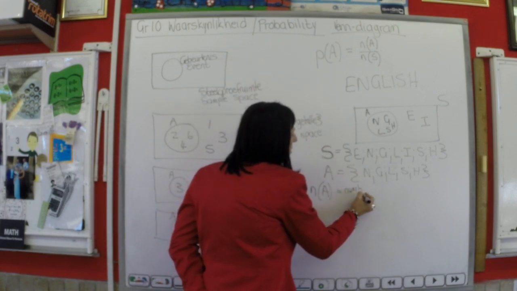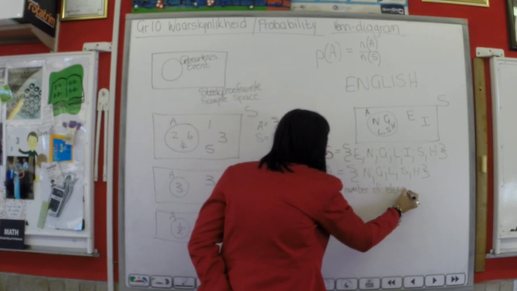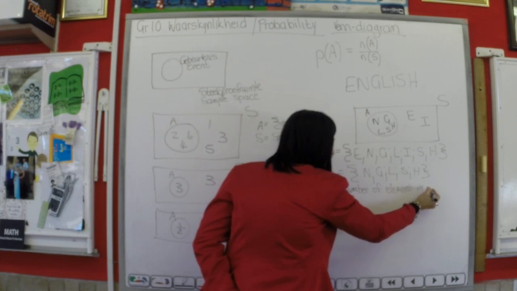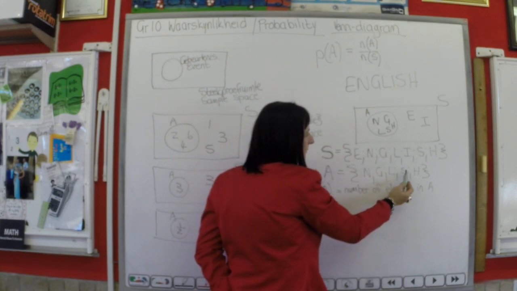Number of elements in A. Ons gaan kyk, hoeveel goed is daar in A? 1, 2, 3, 4, 5.